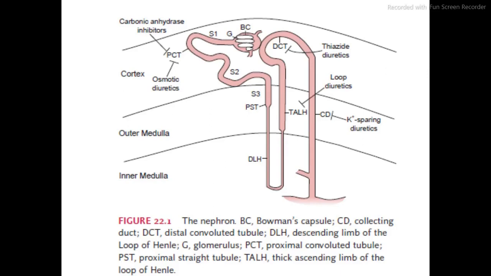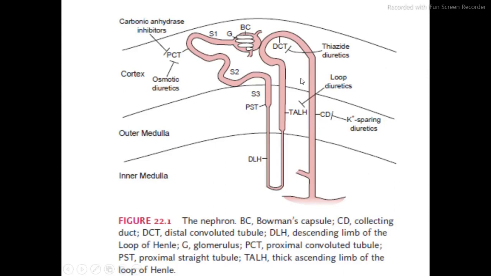Now this sodium, potassium and hydrogen exchange system determines the final acidity and potassium content of the urine. So in the late DCT phase and the CD phase, the reabsorption of sodium takes place in exchange for hydrogen and potassium. This exchange system determines the final acidity and the potassium content of the urine.